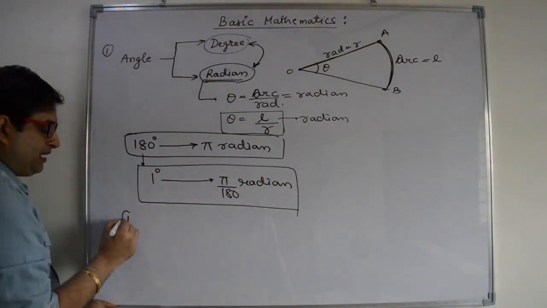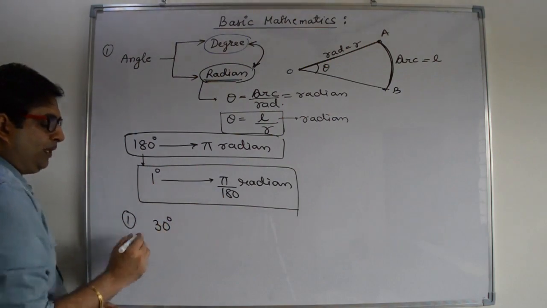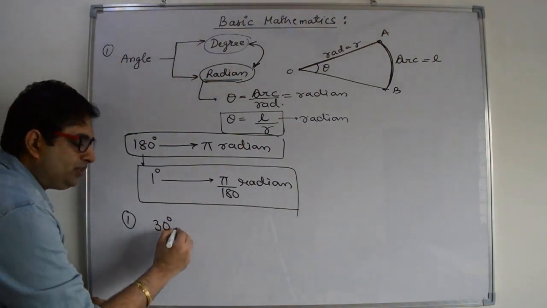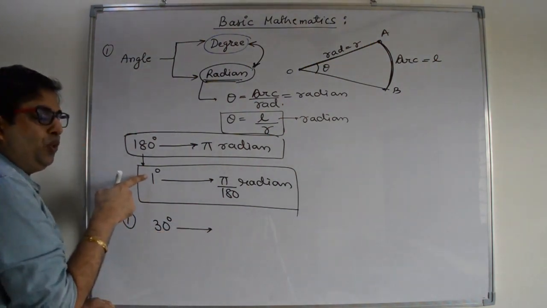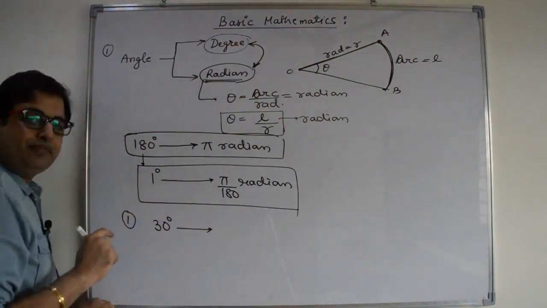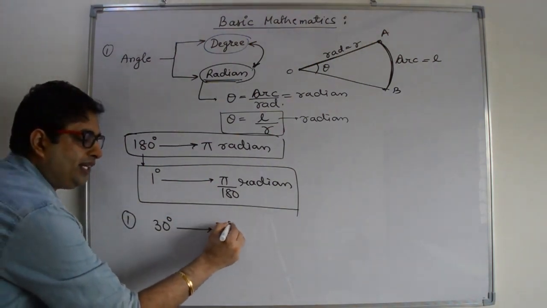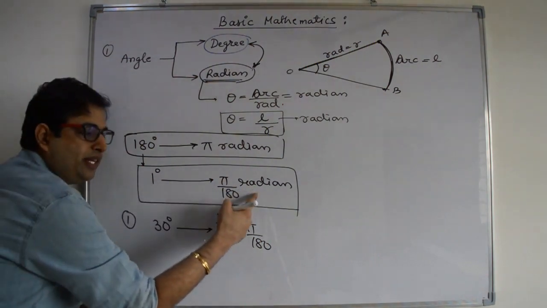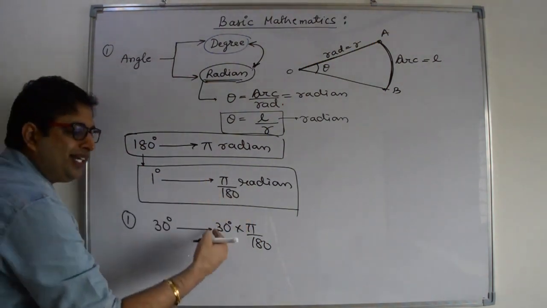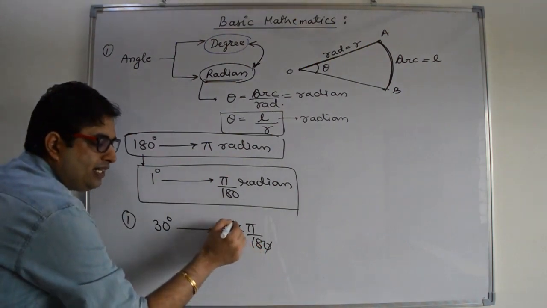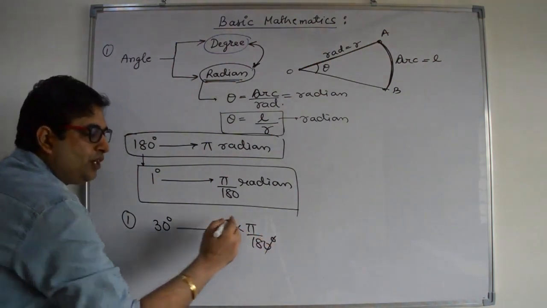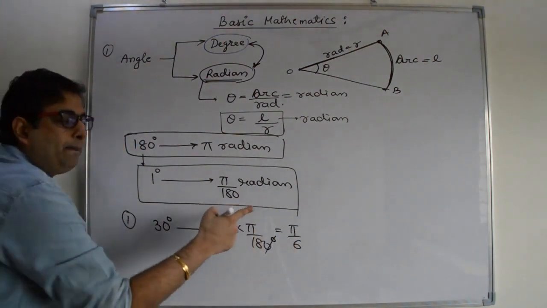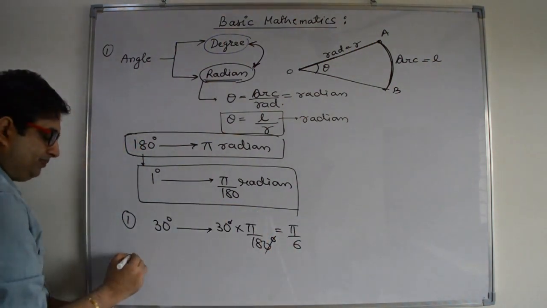Let us take a simple example. I want to calculate 30 degree in terms of radian, the second unit. So 30 degree is, we know 1 degree is pi by 180. So 30 degree is 30 into pi by 180, and this degree will cancel out. You will get pi by 6. So 30 degree is pi by 6 radian.